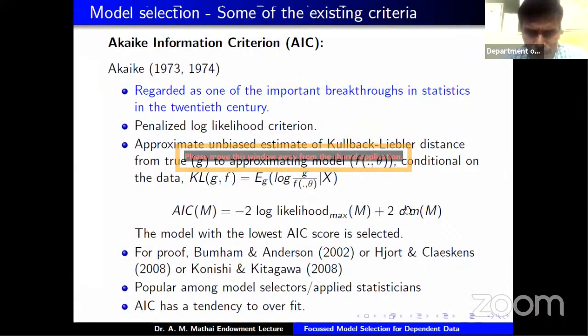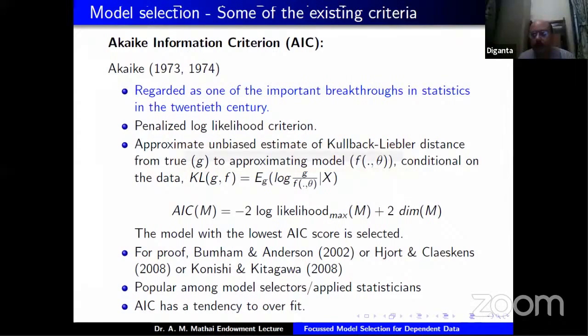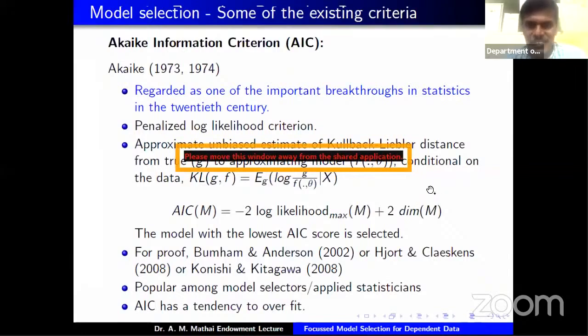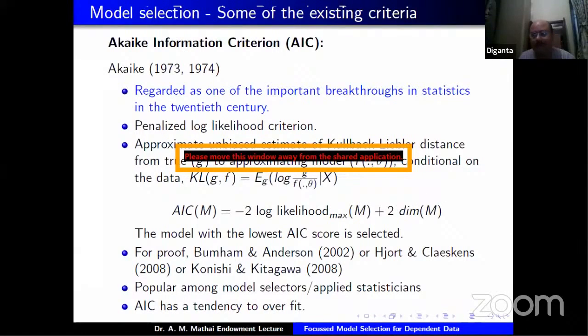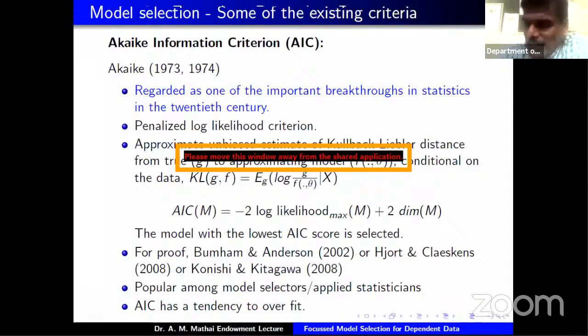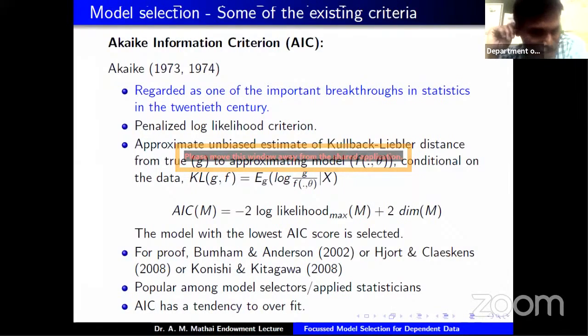Am I audible? Because I get a message that internet is unstable. Here, your audio is fluctuating a little bit. Sometimes your audio is going down, so I don't know why. Yeah, that is actually this. I'm using the university network because I was in the office. So I don't know, maybe that is the reason, but I can't do anything about that.